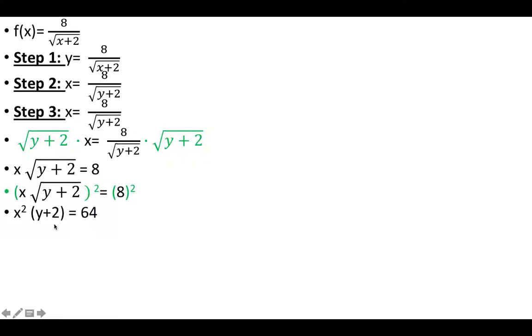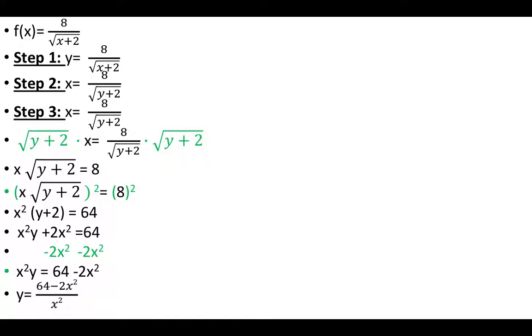That's why there's parentheses. So what I'm going to do next is distribute the x squared. And my y is over here. So let's get rid of this because, again, the goal is to solve for y. So we're going to subtract 2x squared. And then we have x squared times y is equal to 64 minus 2x squared. In order to get y by itself, we're going to divide both sides by x squared.